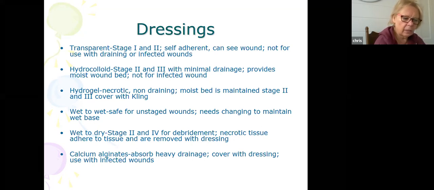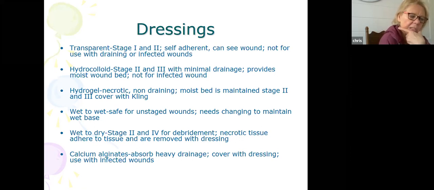And then finally, this one is something that the state board does ask about, because this is the one that's used for infected wounds: calcium alginate. It's derived from seaweed, and there's a chemical reaction between the dressing and the wound that will create a jelly-like substance that will help maintain a moist environment while it absorbs the excess exudates. Cover with a dressing. It's used with infected wounds.